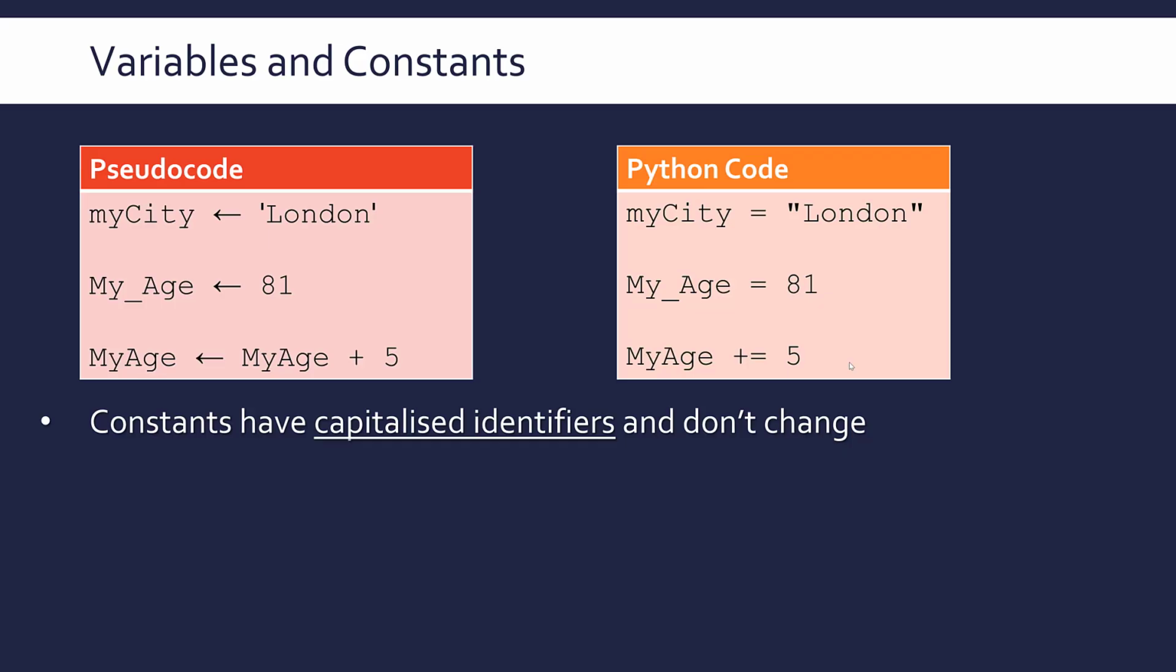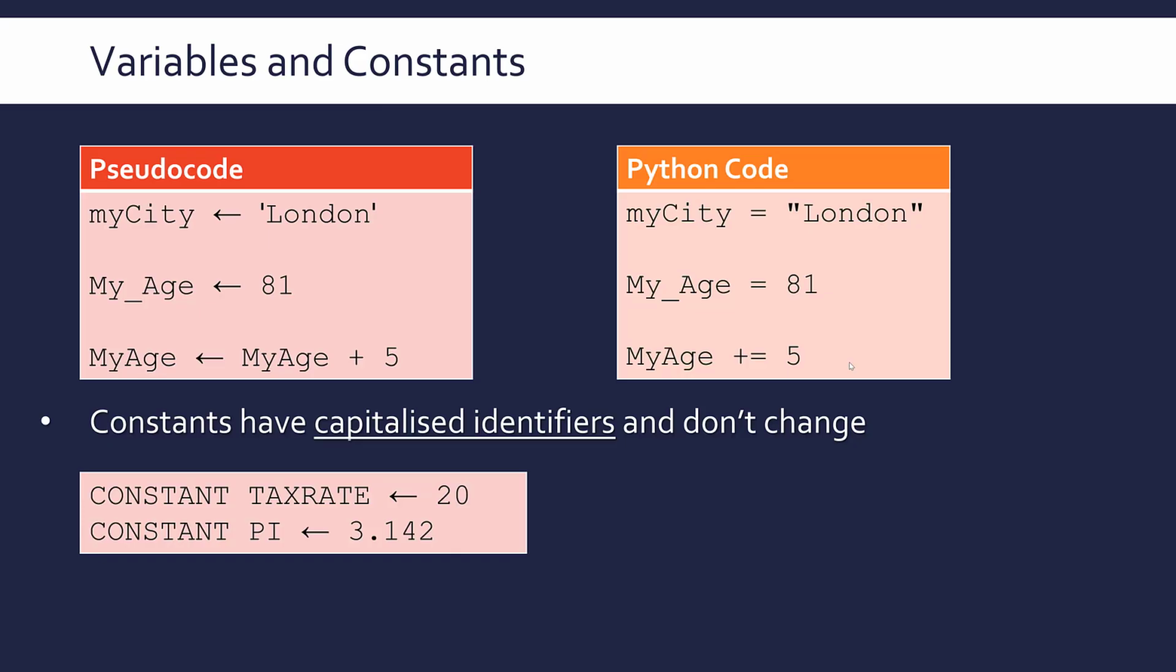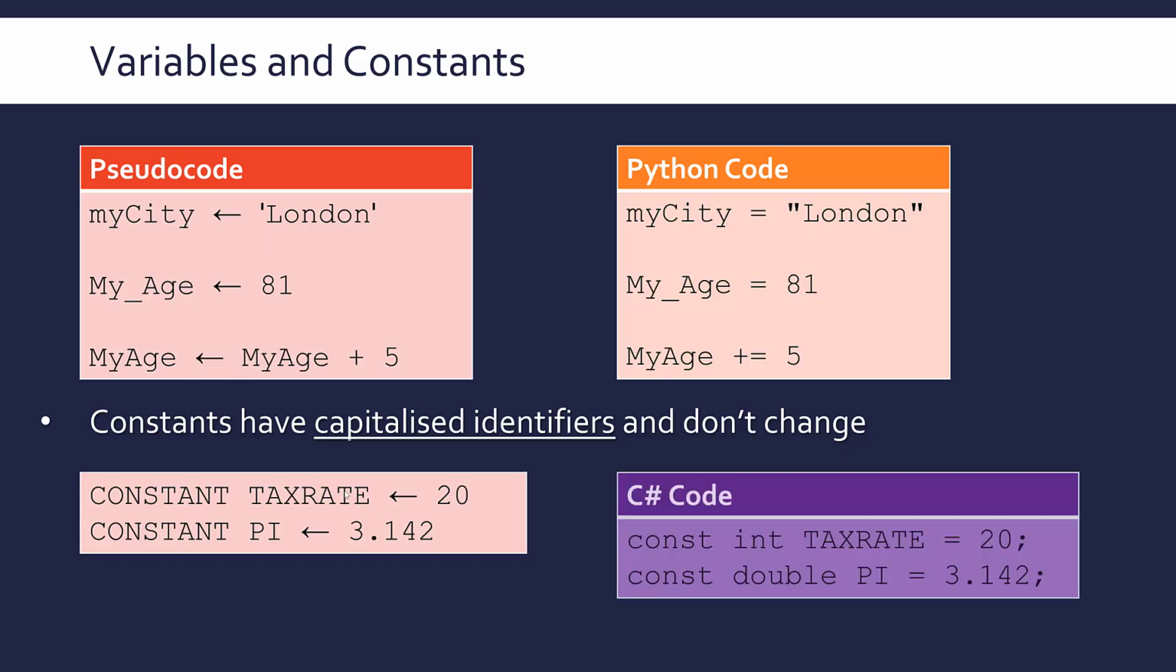And to differentiate between the two, we usually capitalize identifiers for constants, so the name of a constant is in capital letters, but also AQA will make this even clearer by writing constant before they assign the value. In Python we can't do this, there isn't a constant concept built in, but there are in other languages like C#. So just for your context, if you're learning Python, in C# they do something similar. They've got a constant keyword before you assign a value.